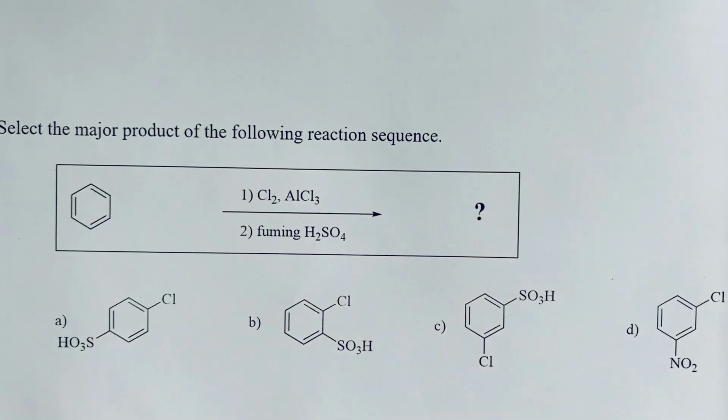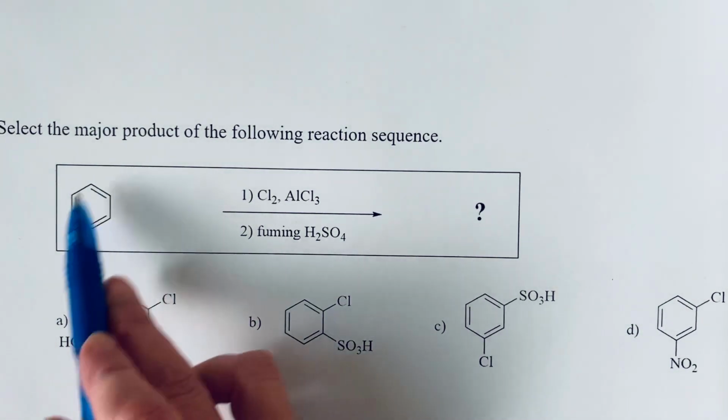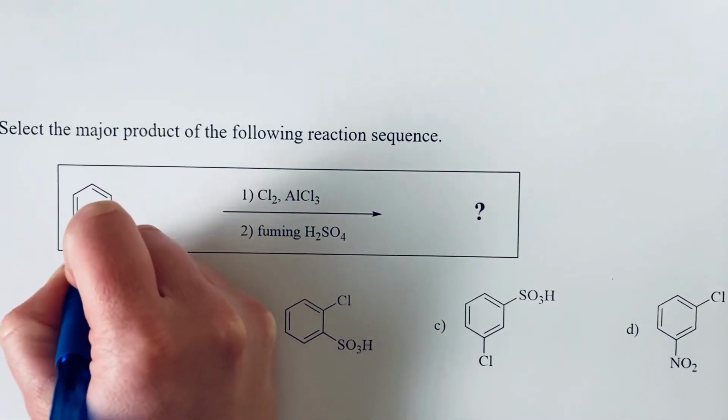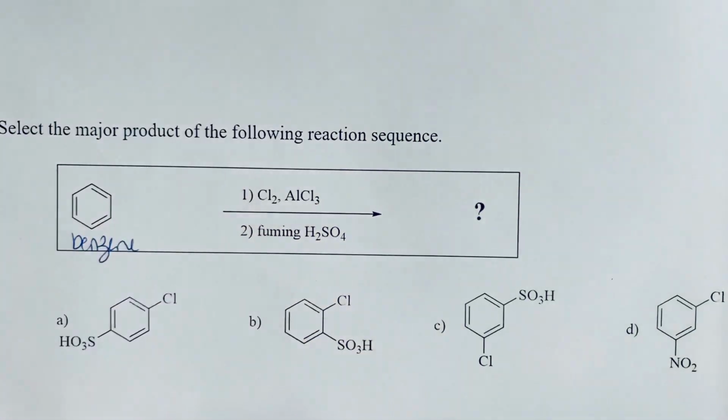Select the major product of the following reaction sequence. And so we are starting here with an unsubstituted benzene ring, and we are taking this through two separate transformations.